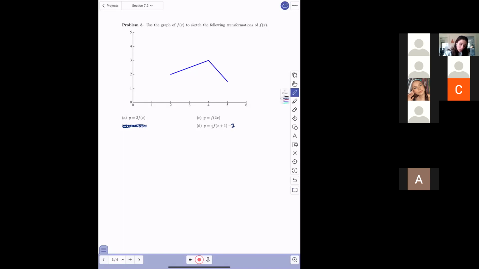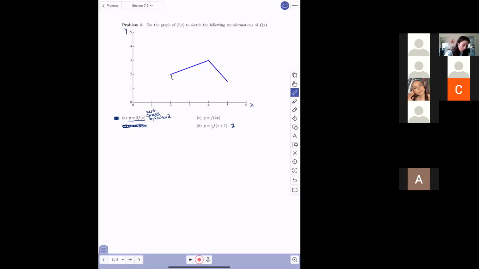All right, so use the graph of f of x to sketch the following transformations of f of x. So this first one here, what's happening is we have a vertical stretch by factor 2. You guys don't have to write that out unless you want it for your own notes. All I'm going to be looking for is spot checking your graph. If we have a vertical stretch by a factor 2, our input values, our x values, stay the same. We're just going to multiply the output value, which is what's on the y-axis, by 2.